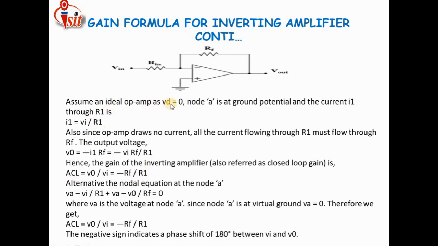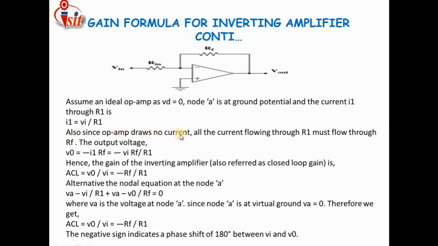Assume an ideal op amp, Vd, that means the voltage difference between V1 and V2 is equal to 0. Then node A is at ground potential, and the current I1 flows through R1, that means Rin is considered as R1. The current flowing through R1 is calculated by the formula I1 is equal to Vi divided by R1, using the simple formula I is equal to V divided by R.